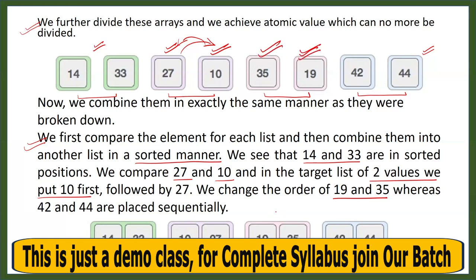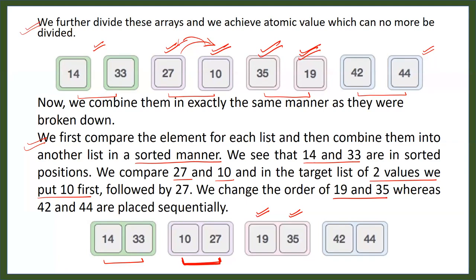Then we are going to swap them, 19 will be at the first position and 35 will be on the second position, whereas 42 and 44 are placed sequentially because they are already arranged. Now we have something like this. As we broke them down, we are also merging them in a similar fashion.